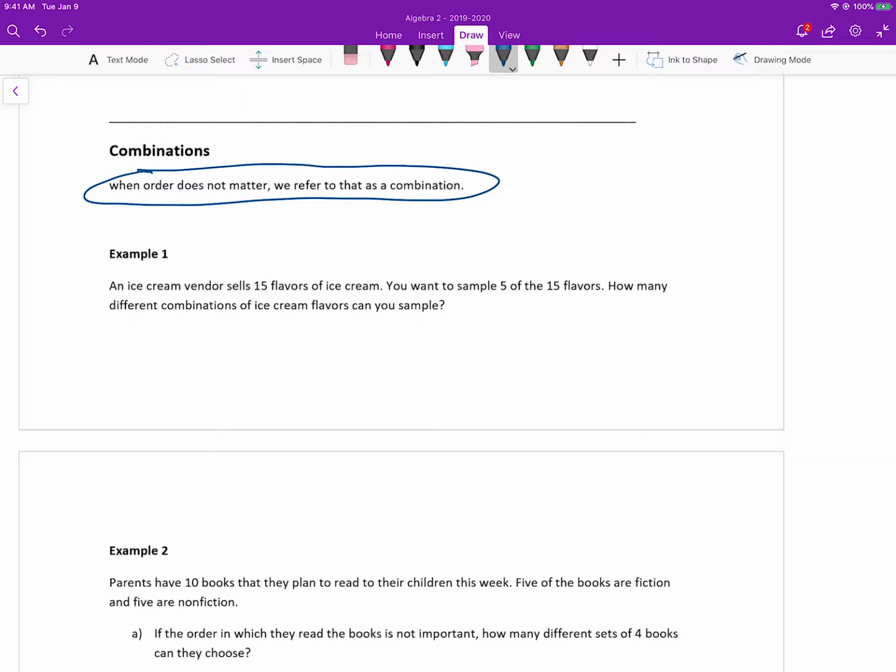So example one, an ice cream vendor is selling 15 flavors of ice cream and we want to sample 5 of them. How many different combinations of ice cream can we sample? Now, it doesn't say anything that it matters the order we're sampling them. We're just sampling 5 out of 15. Doesn't matter the order. If I'm sampling chocolate, vanilla, strawberry, and then 2 others, I'm still just sampling that 5 of the day. So there's 15 total at the store. I'm sampling 5 of them, and it doesn't matter the order I'm sampling them in. I'm just picking 5, so it's a combination.